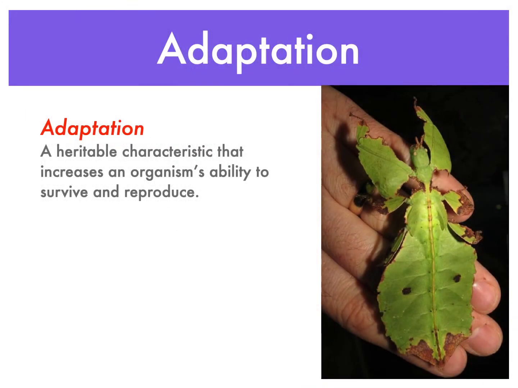So the next one I want to hit on is called adaptation. And there are many different types of adaptation. I want to point out two in particular that you're going to see on the test. Okay? All an adaptation is a heritable characteristic that increases an organism's ability to both survive and reproduce. So check this out, because I'm going to come back to it. You're not the most fit if all you do is survive. You've also got to reproduce.